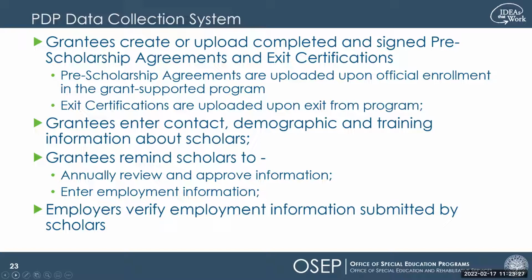Grantees enter contact, demographic, and training information about scholars. Grantees also remind scholars to annually review and approve grantee information entered about training. And grantees remind scholars also to enter any employment information. Employers will verify employment information that is submitted by the scholar.